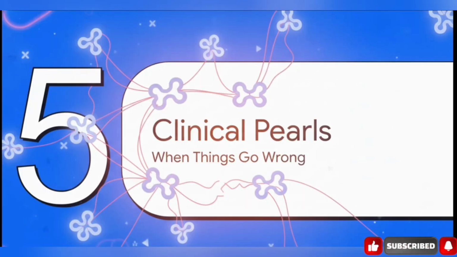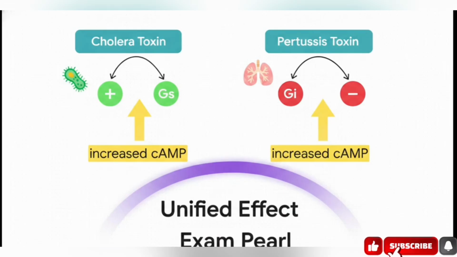Finally, Section 5. High-yield clinical pearls. What happens when things go wrong? This is where we apply everything we've just learned. What happens when this beautiful physiological signaling breaks down? Let's look at bacterial toxins.